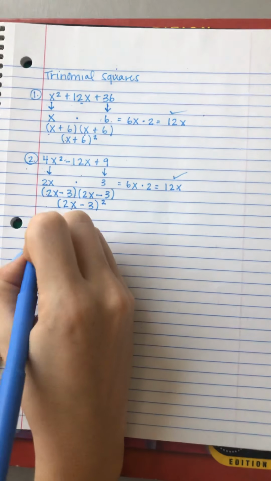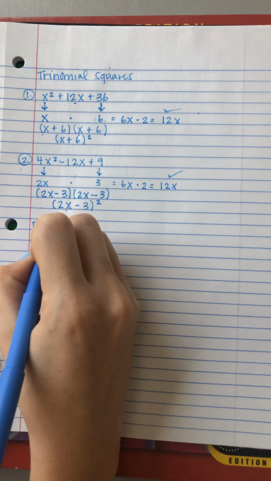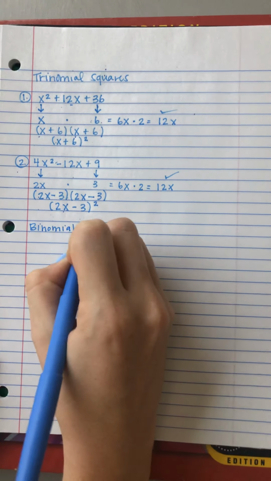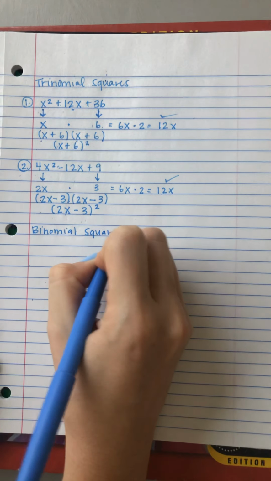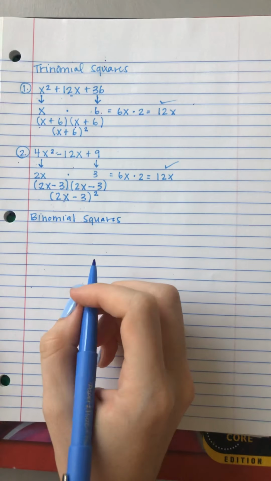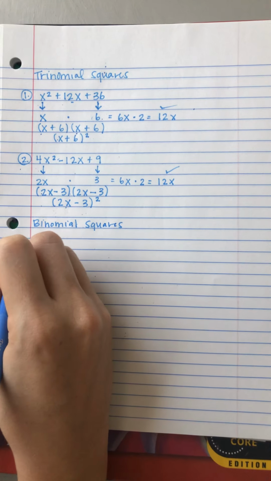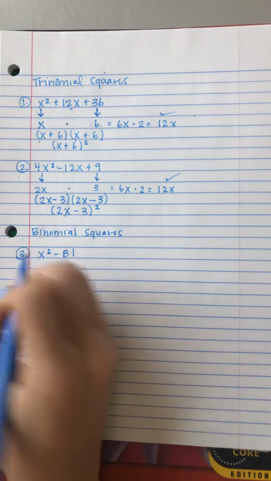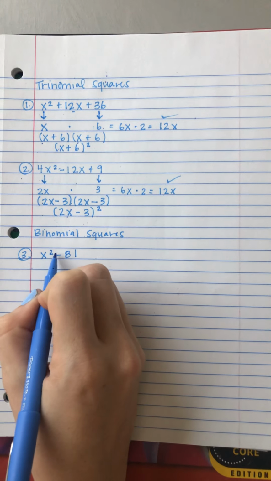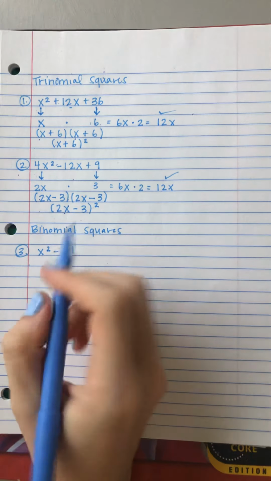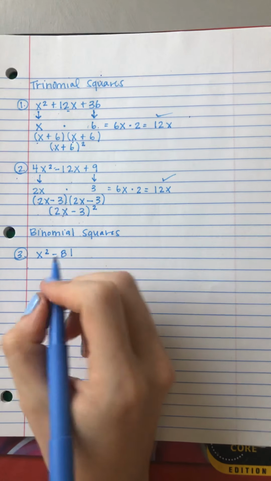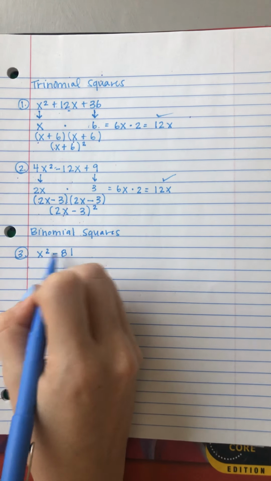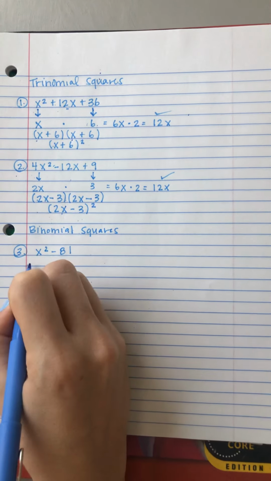Now, the binomial squares. This is called binomial squares because here there's only 2 terms, where with the trinomials there are 3. Same deal though, we've got 2 perfect squares. Here the sign has to be minus or you can't do it. If it's not a minus, it can't be factored. If you have perfect squares and there's a minus, easy, easy, easy.